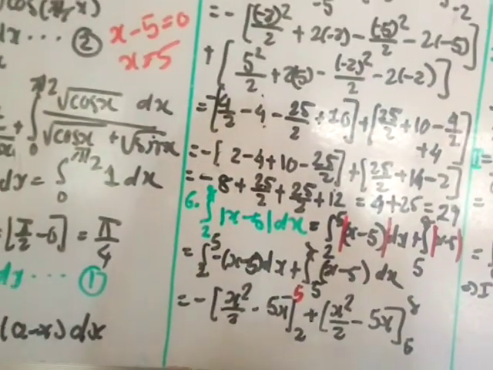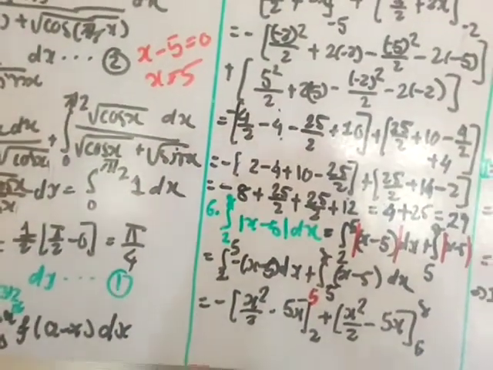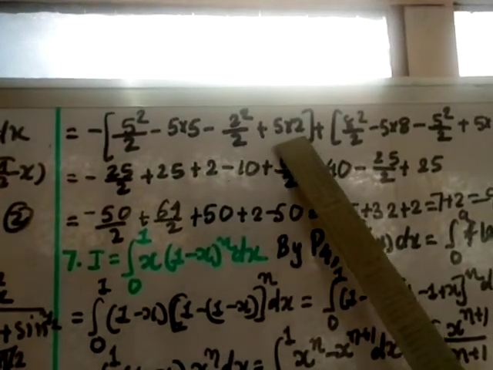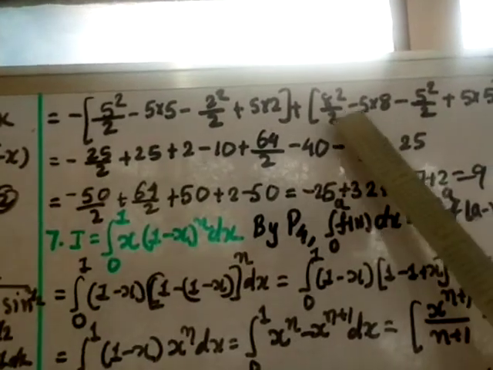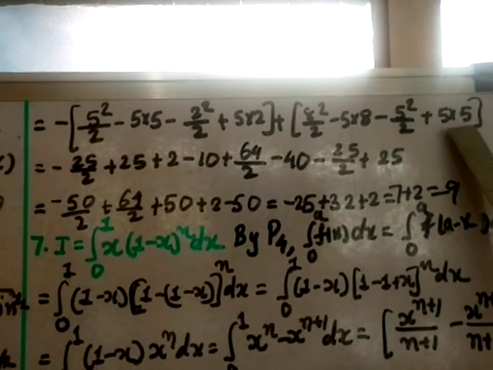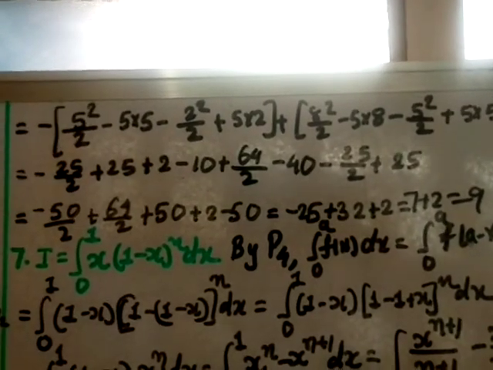Now let us put the limit, first the lower limit and then the upper limit. So for 2 to 5, first we'll put 5, the upper limit: 5 square by 2 minus 5 into 5, minus 2 square by 2 plus 5 into 2, plus 8 square by 2 minus 5 into 8, minus 5 square by 2 plus 5 into 5. So we have placed the limit.